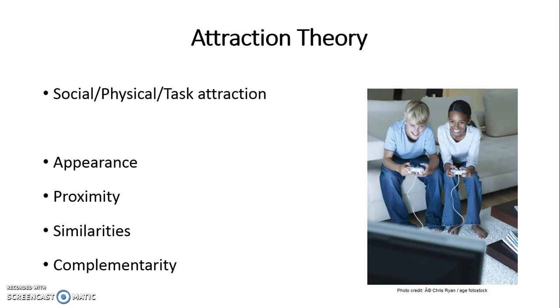But on the flip side of that, there's complementarity. There are some differences that we share that we find appealing. For example, let's say you have one friend who's very laid back, chill, and pretty studious. And you have another friend who's very outgoing and less studious. Well, they can balance each other out.